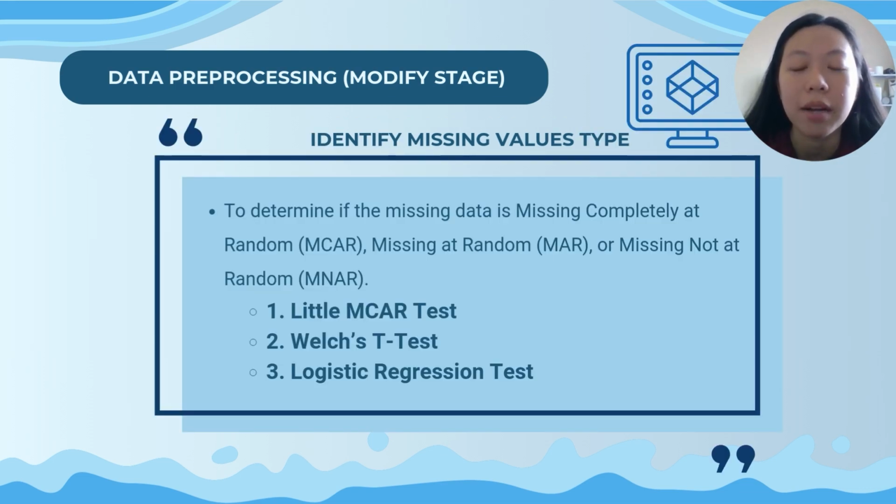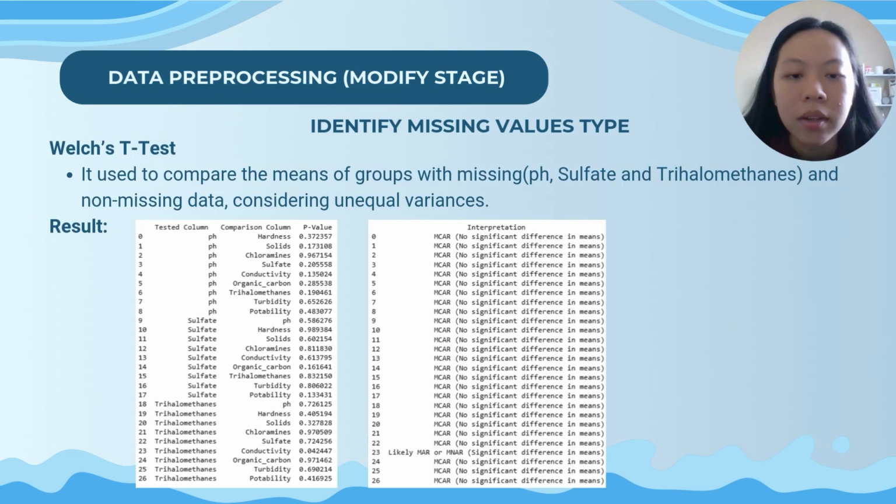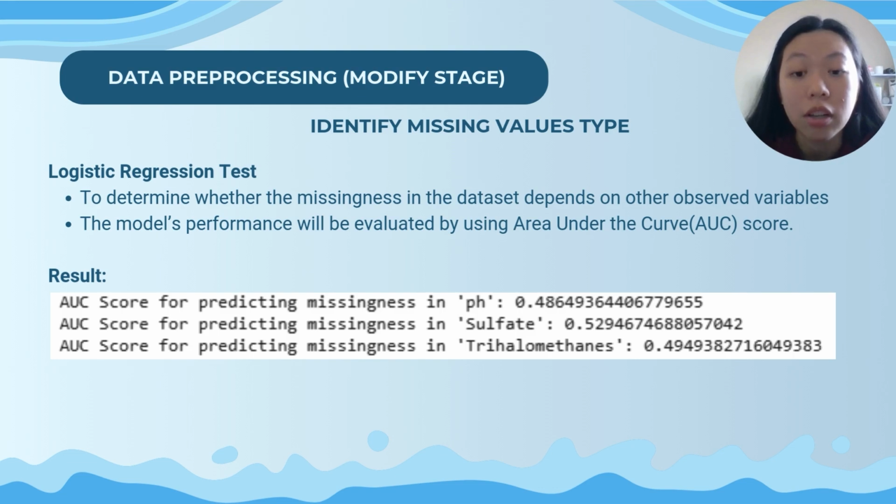In order to identify the missing value type, we have performed Little's MCAR test, the variety test, and also the logistic regression test. If the p-value is larger than 0.05, that means the missing data type is MCAR. For Little's MCAR test, the results show that the missing data is MCAR. To further enhance the result, we have performed the variety test, and the results show that most of it is MCAR type. Only one column shows that it is likely MAR or MNAR. So we can conclude that it is MCAR type. For the logistic regression test, we have calculated the area under the curve score for each of the columns, and the result is close to 0.5. So we also conclude that the missing value type is MCAR.